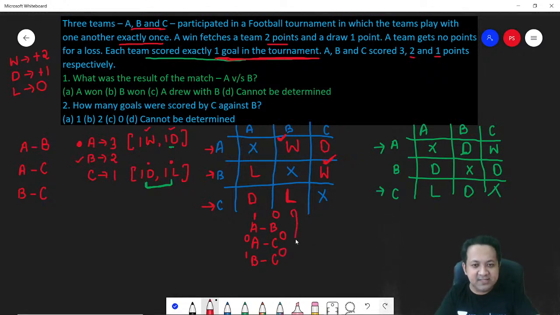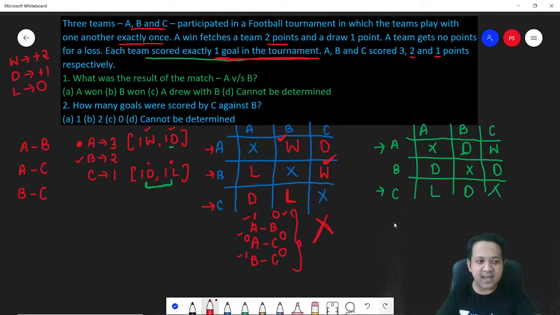But the problem in this distribution is that the total goals scored by A is 1 plus 0, which is 1. Total goals scored by B is 0 plus 1, which is 1. But the total goals scored by C is 0, and that is not possible, because every team scores exactly 1 goal in the tournament. It means this scenario is not possible. Very, very important. This is the trick here. I am telling you, 99% of the students will go wrong here because they will miss this point. This scenario is not possible.